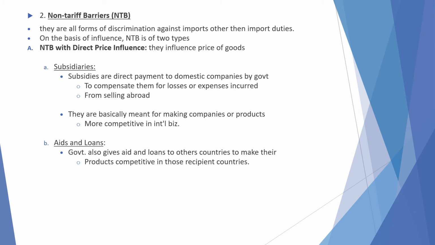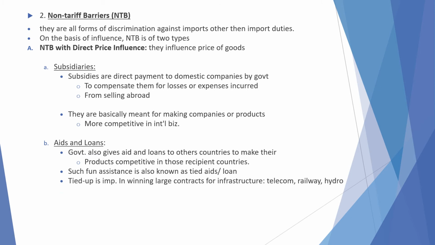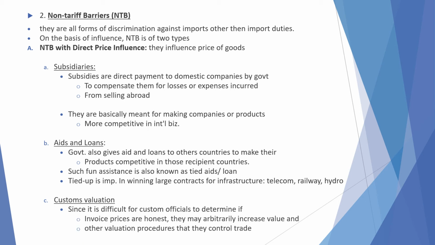Next we have aids and loans, where the government gives aids and loans to a country to make their product competitive in those recipient countries. Such fund assistance is also known as tied aid. A tied loan is important in winning large contract infrastructure, for example telecom, railway and hydro. Next we have custom valuation, where it is difficult for the custom officials to determine if invoice prices are honest or not. They may arbitrarily increase the value and apply other valuation procedures. They can control the trade.